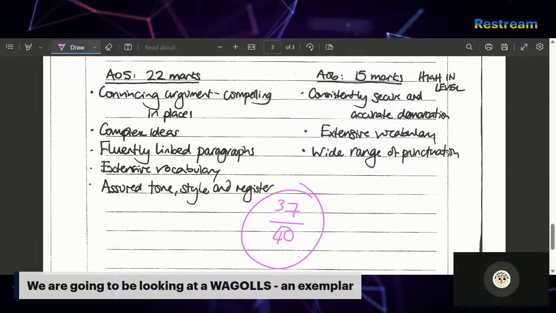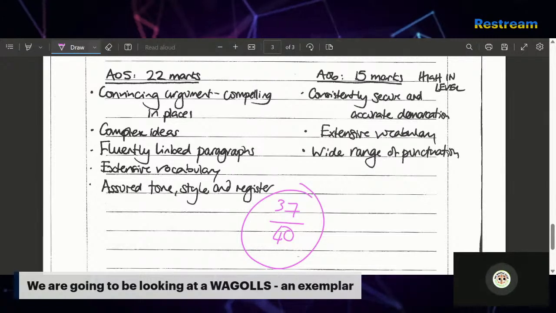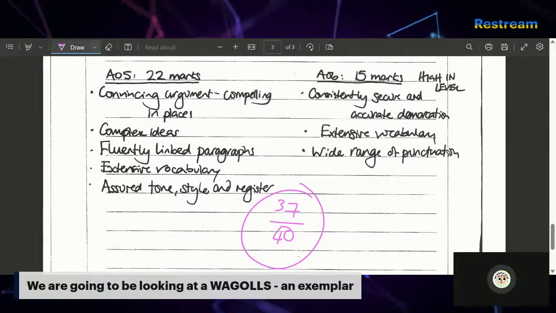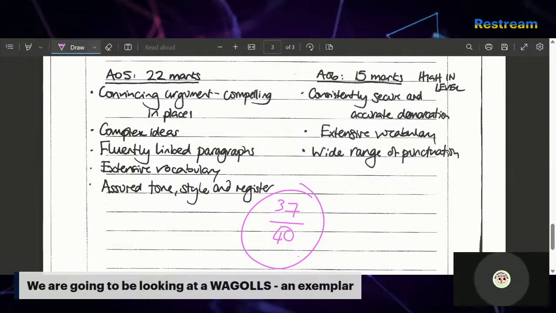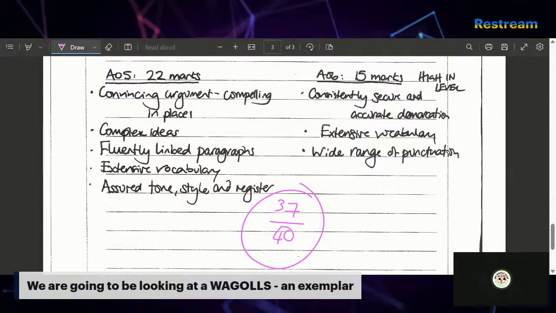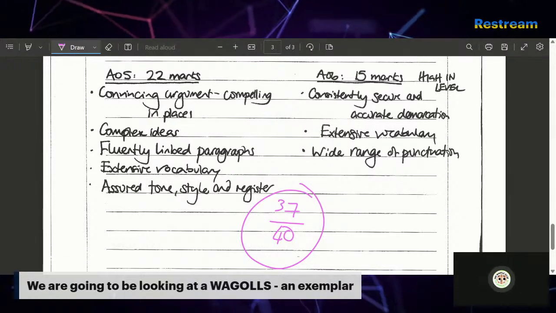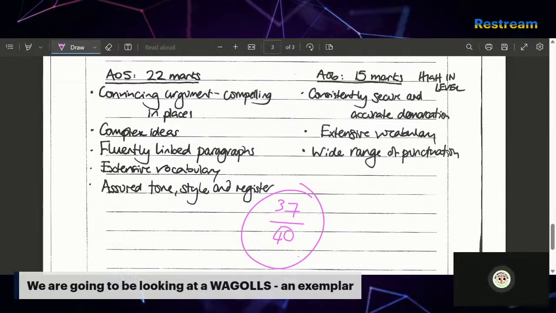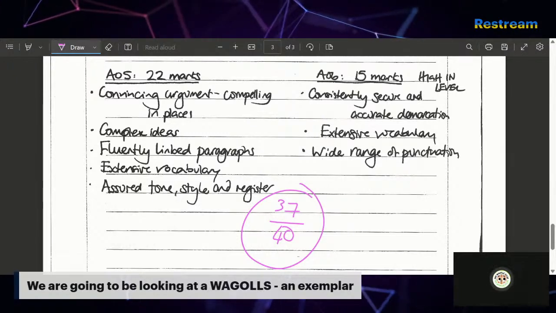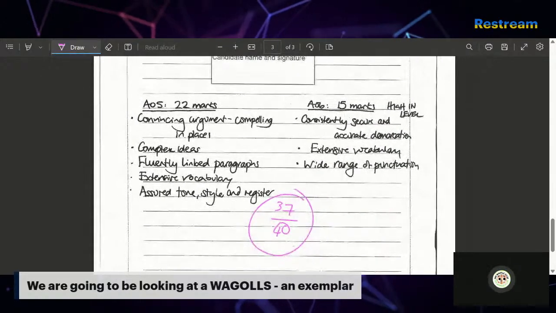So AO5, there's a convincing argument and it's very compelling. There's complex ideas being dealt with. There's fluidly linked paragraphs. And there's extensive vocabulary as well as an assured tone, style, and register. Now, in terms of the AO6, this is 15 out of 16 marks. It's consistently secure and accurate demarcation, extensive vocabulary, and wide range of punctuation. So this is what we're looking for. We've just gone over a really good example.